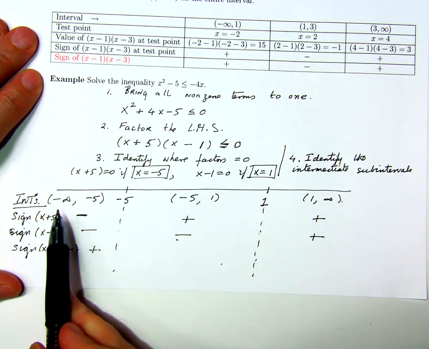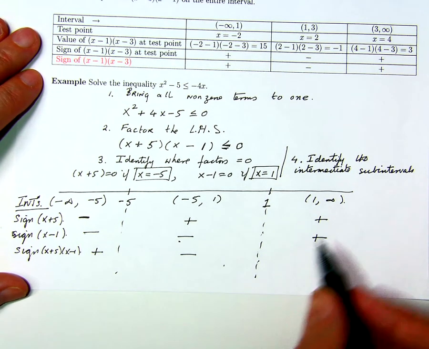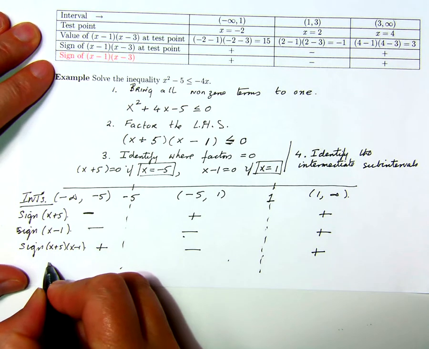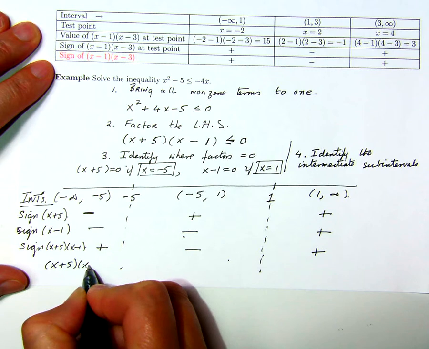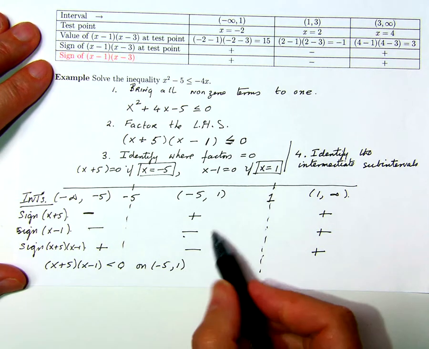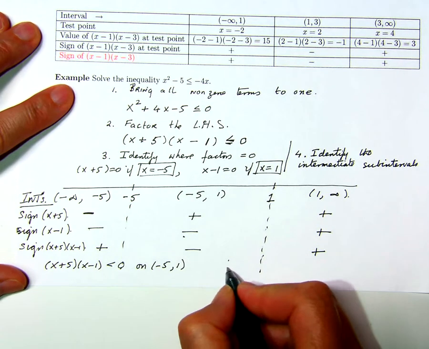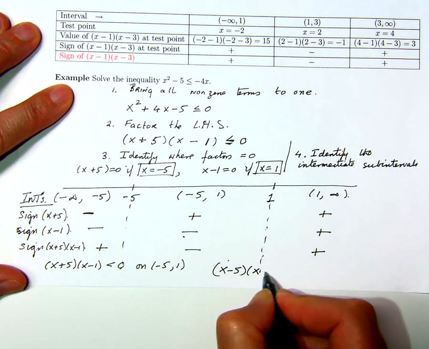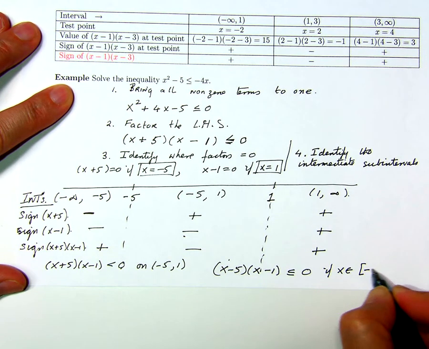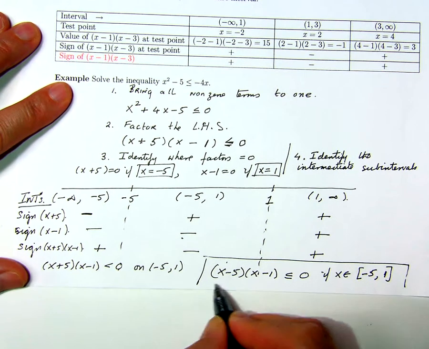And the sign of the product of these is going to be a minus times a minus. It's going to be a plus from minus infinity to minus 5. It's going to be a minus between minus 5 and 1. And it's going to be a plus times a plus between 1 and infinity. So we can say x plus 5 times x minus 1 is less than 0 on the interval from minus 5 to 1, and it equals 0 only if one of the factors equals 0, and that happens only at minus 5 and 1, so x plus 5 times x minus 1 is less than or equal to 0 if x is an element of the closed interval from -5 to 1.